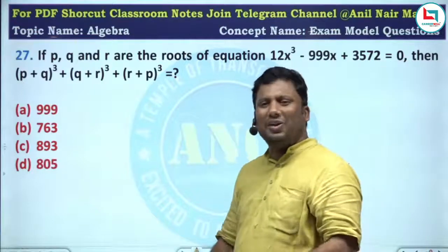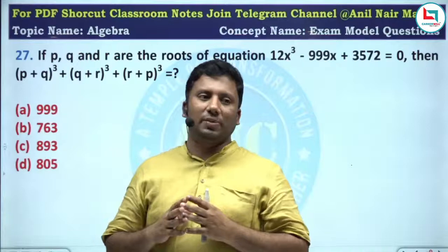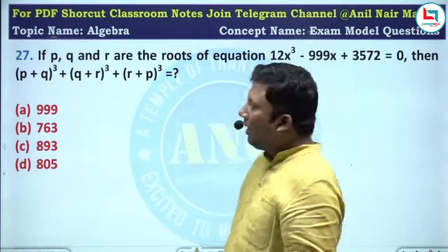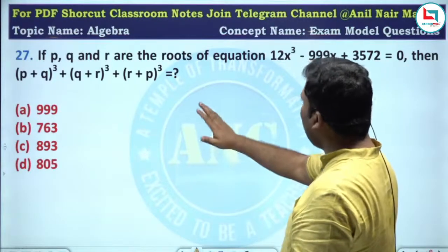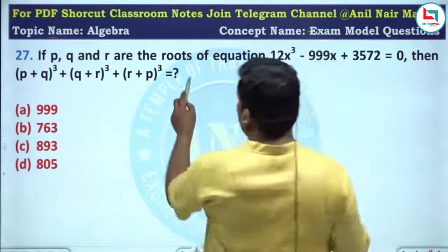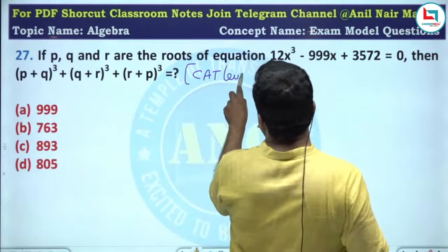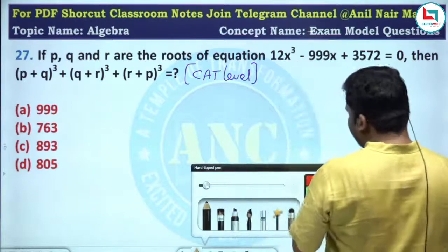Idea clear? Very, very easy question. The only thing, you need to understand the concept that tan of A plus B is tan A plus tan B by 1 minus tan A tan B. Next one. P, Q and R. This is also a CAT level question. Now listen carefully. Let us solve this question.